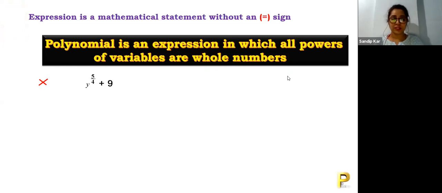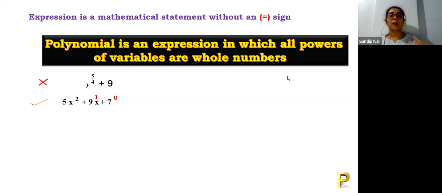Let's look out for the next one. 5x squared plus 9x plus 7. Again, look out for the variables. For the x squared, the power is a whole number. For the 9x, the power is again a whole number. That means this is a polynomial. Let's look out for the next one.